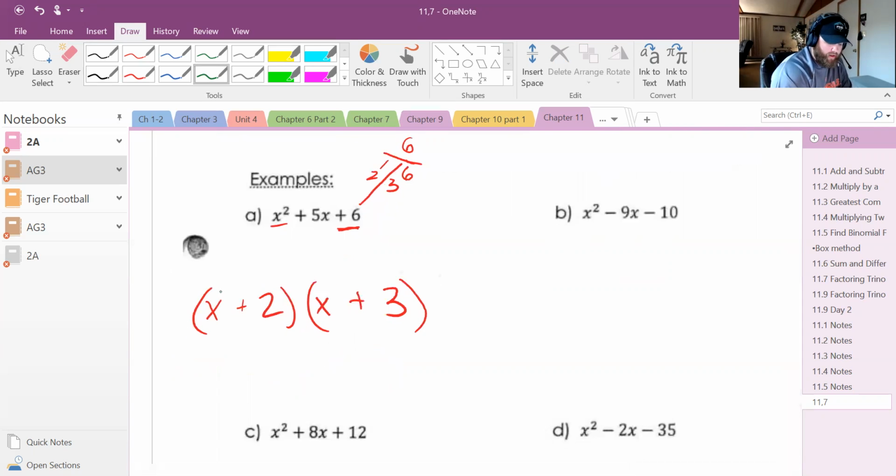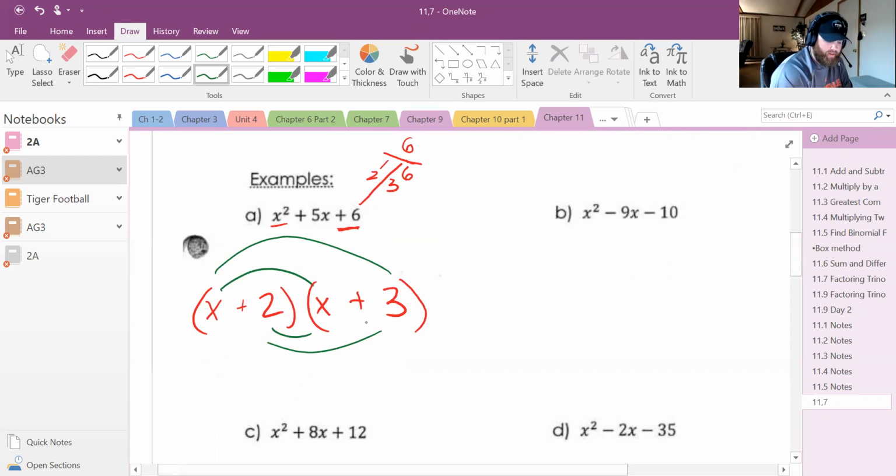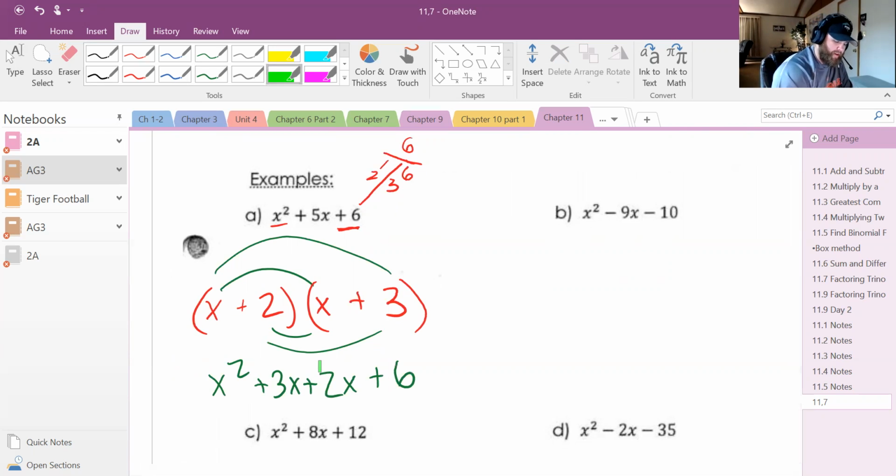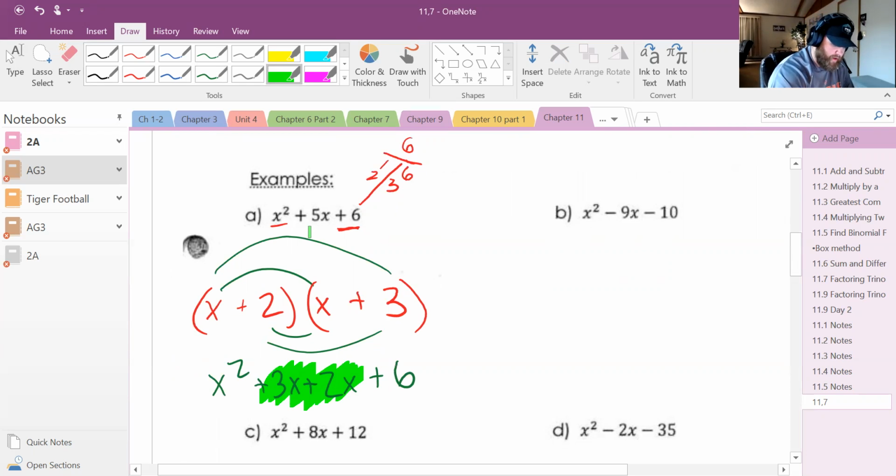Now let's double check. Let's FOIL and see if we got it right. First, outer, inner, last. First is going to give me x squared. Outer is going to give me 3x. Inner is going to give me 2x. And last is going to give me positive 6. This right here is the step that's hard in factoring. This is where the guess and check comes in. Because remember what I said: 2 plus 3 gets us to 5. We have to use the factors of that last constant term, that C term.